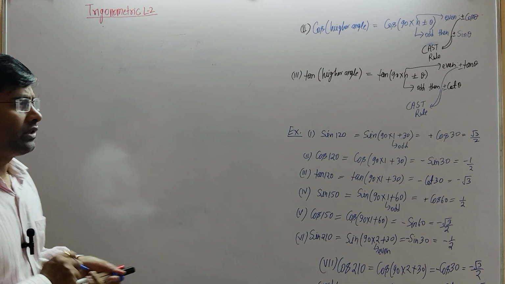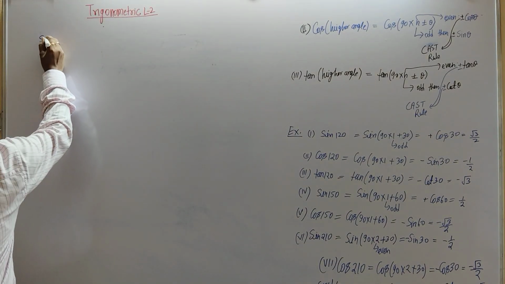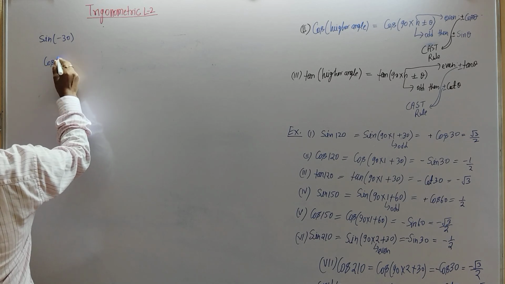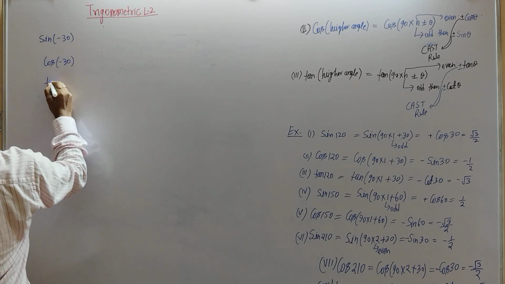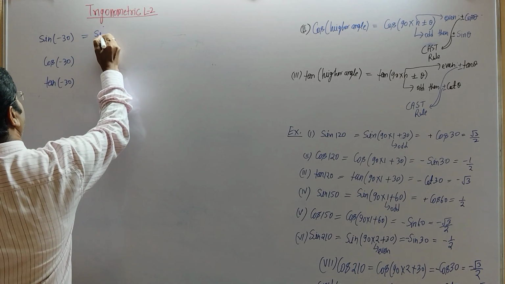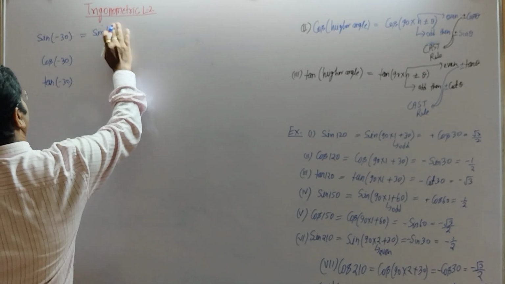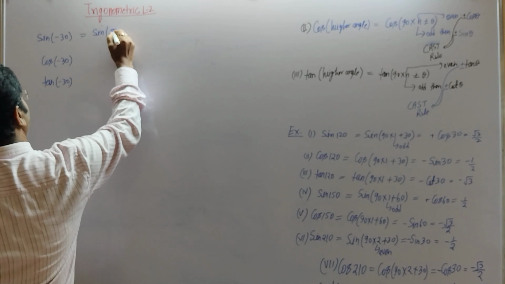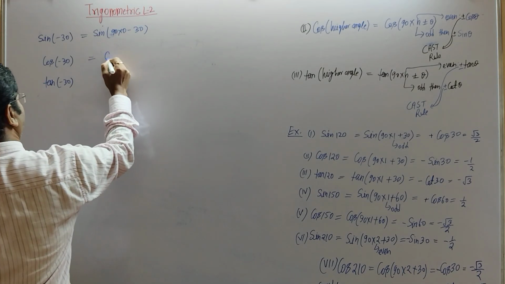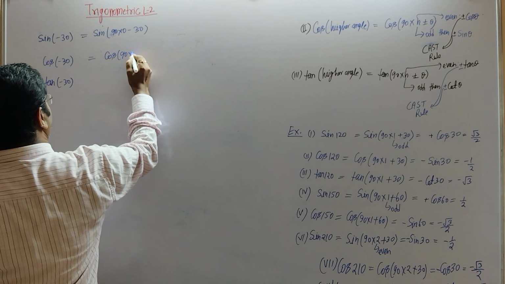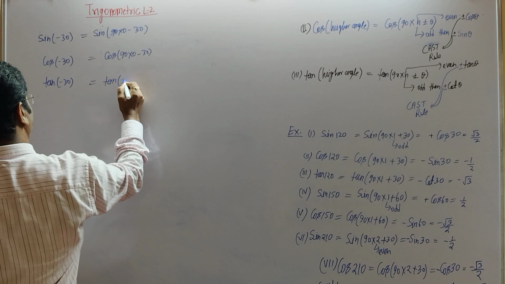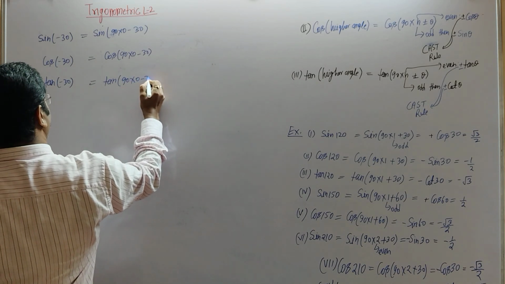Sometimes we see angles like sine minus 30 degree, cos minus 30 degree, and you can also write tan minus 30 degree. Then we can write this angle as sine of 90 into 0 minus 30. Also cos of 90 into 0 minus 30, and tan of 90 into 0 minus 30.